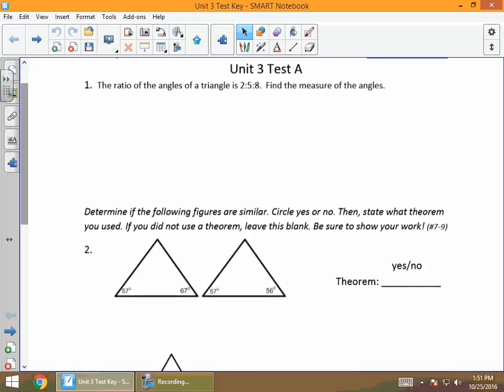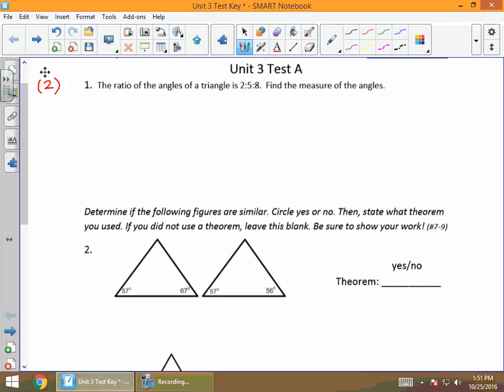Page number 1 is out of 7 total points. And for question number 1, it says the ratio of the angles of a triangle is 2 to 5 to 8. Find the measure of the angles. So this is for 2 different points. Okay? So 2 points here. And the first point is I want to find the x value. So what is the x value?